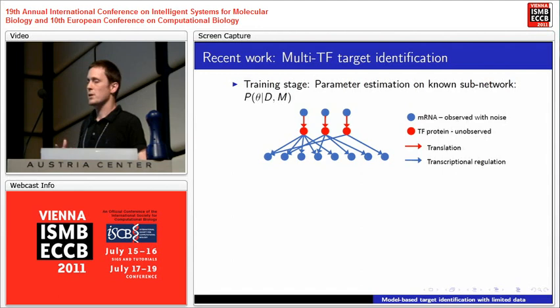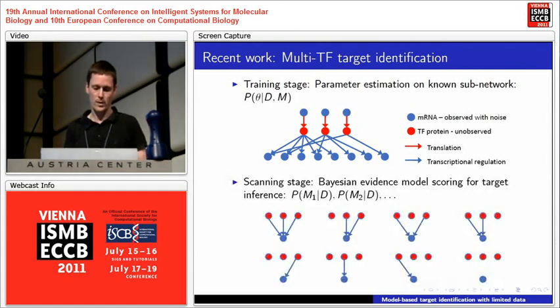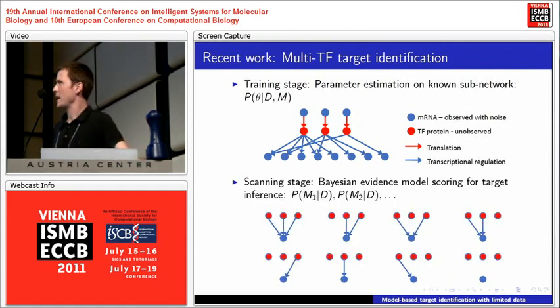So what we do is we split up the task into a training stage and a scanning stage. In the training stage, we take a well-characterized subnetwork, maybe 20, 30, or 100 genes for which we have pretty good evidence of the regulatory network. It doesn't have to be perfect, but quite good evidence. And then we scan genome-wide to see which of the possible regulation patterns are supported by the data, and we score all of these different models against the data.